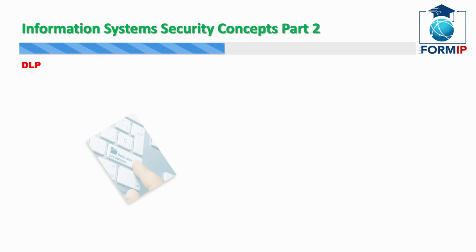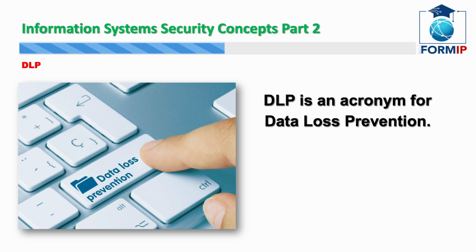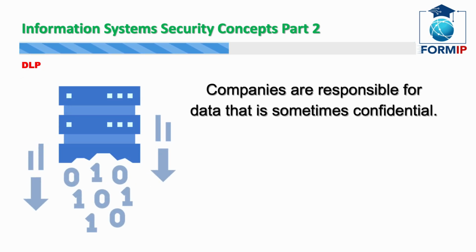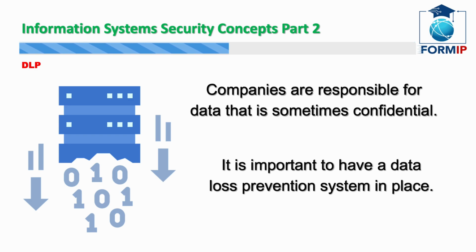We will now look at DLP, which is the acronym for Data Loss Prevention. From payslips to health information, invoices, and payment receipts, companies are responsible for data that is sometimes confidential. Well, to protect yourself from the leakage of this data to the outside of the company, it is important to set up a data loss prevention system.